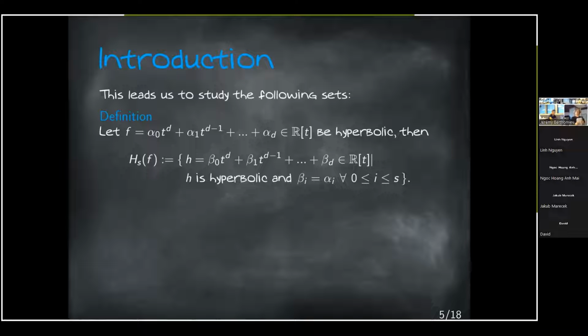Do you fix the degree here, or do you let them be of any degree? Well, since you're fixing the first coefficients, you're also fixing the degree. Oh, I see. The first is starting with t to the d, not starting with 1. Okay, so I understand. Yeah, you fix the degree. Okay.